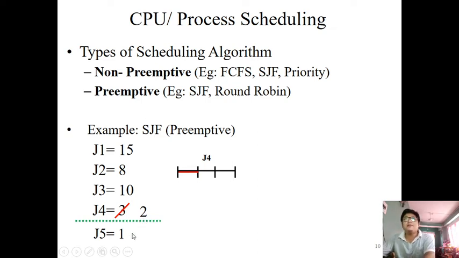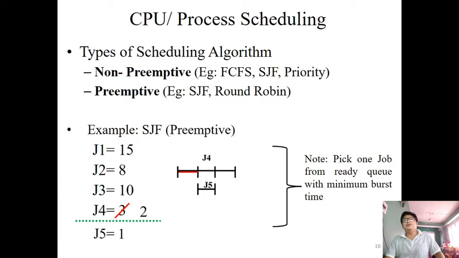Now at that point of time, what will happen in case of SJF preemptive? CPU will be snatched from J4 and given to J5, because the remaining burst time for J4 to get completely executed is 2, whereas J5 is 1. So the CPU requirement for J5 is less than J4, right? That's why CPU will be snatched from J4 and given to J5. This is the basic strategy of the preemptive scheduling algorithm. I hope I had made it clear.